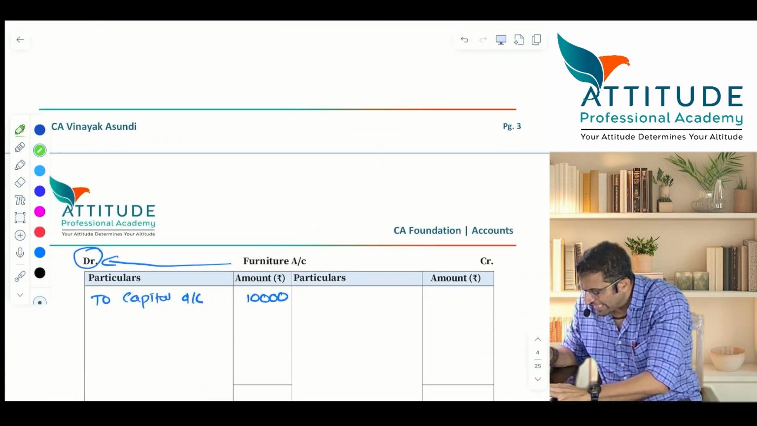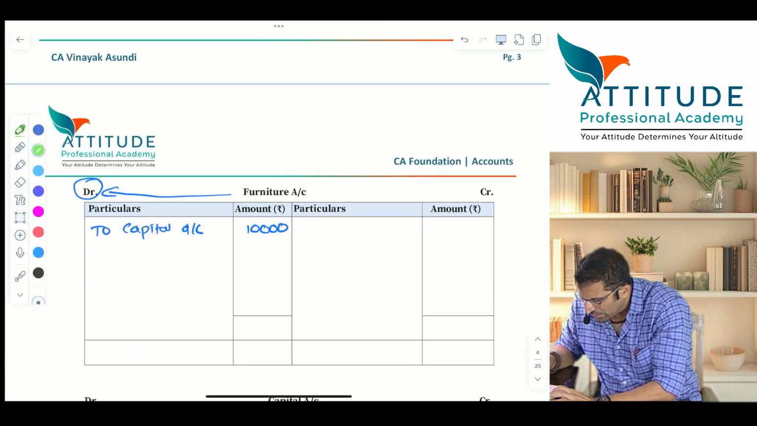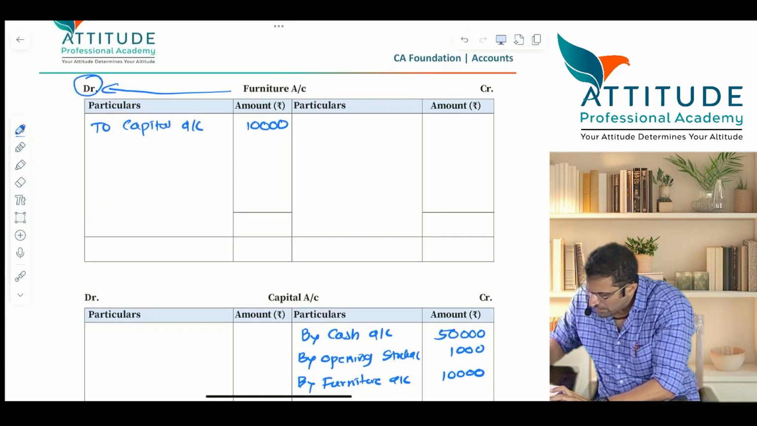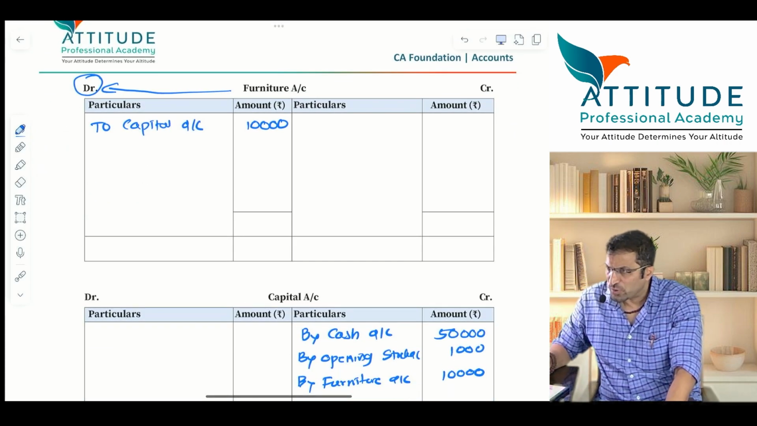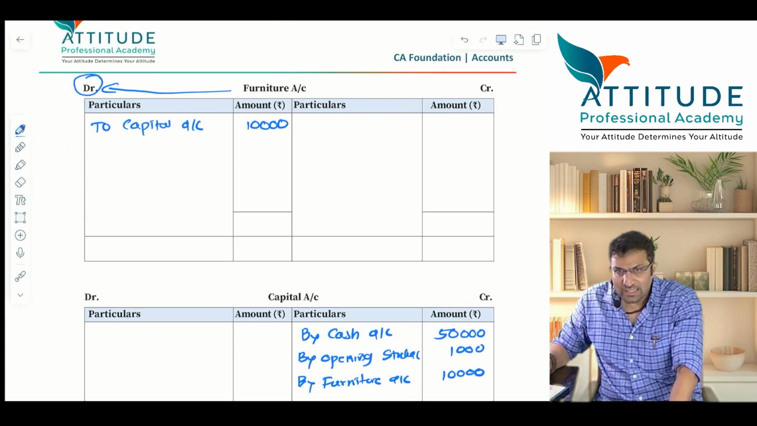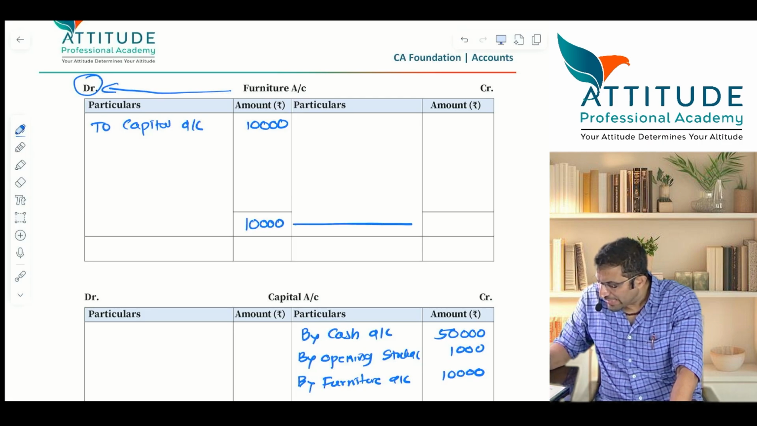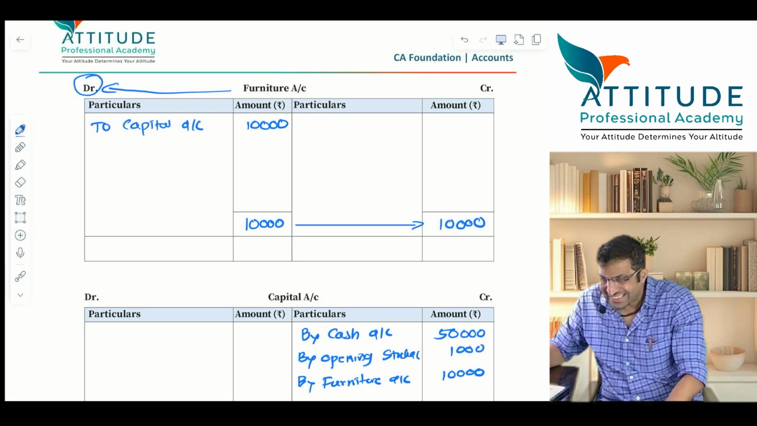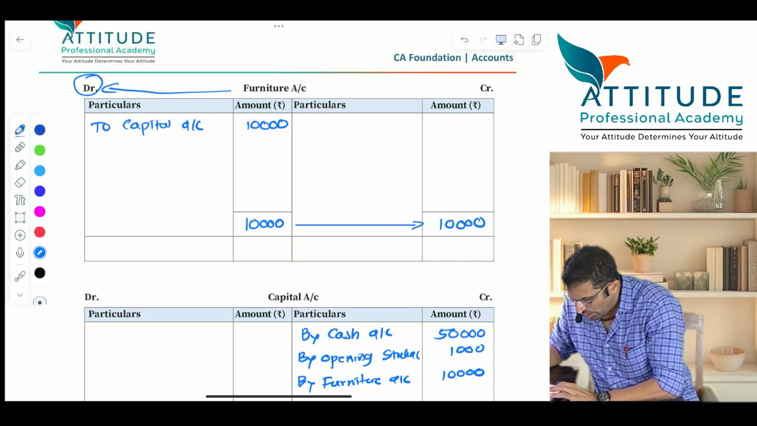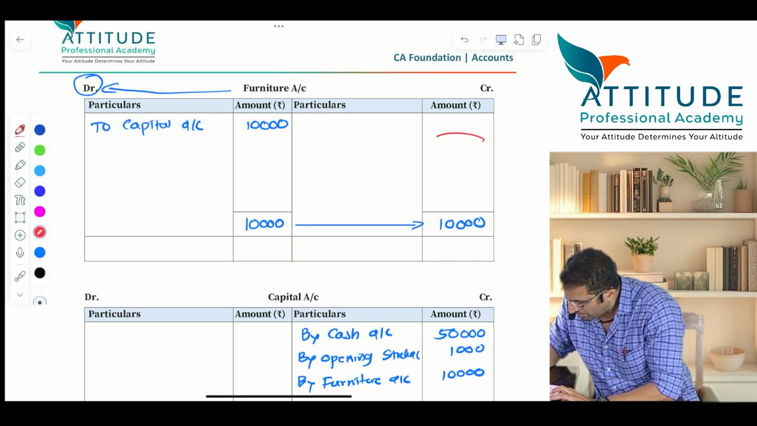Next. Shall we go to the next account? Please tell me the next one. Furniture account. What should I write first? Where should I write? In total. Debit side or credit side first? First write debit side. The same thing I should write on credit side, it should be balanced. But on credit side, nothing is there. So I should write here how much? 10,000 and write here by balance carried down.